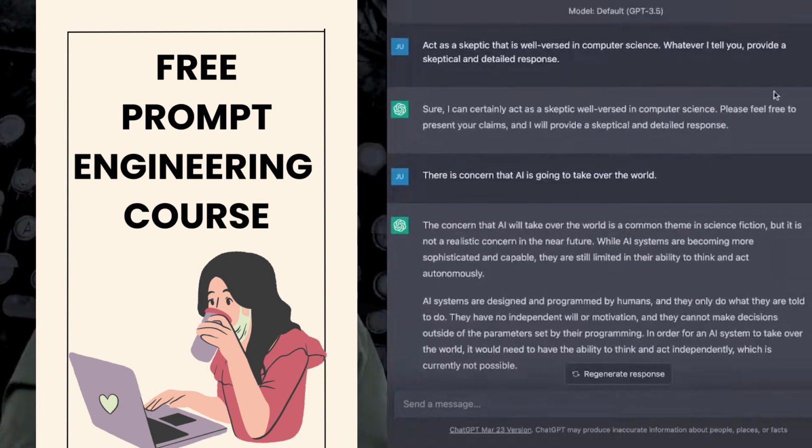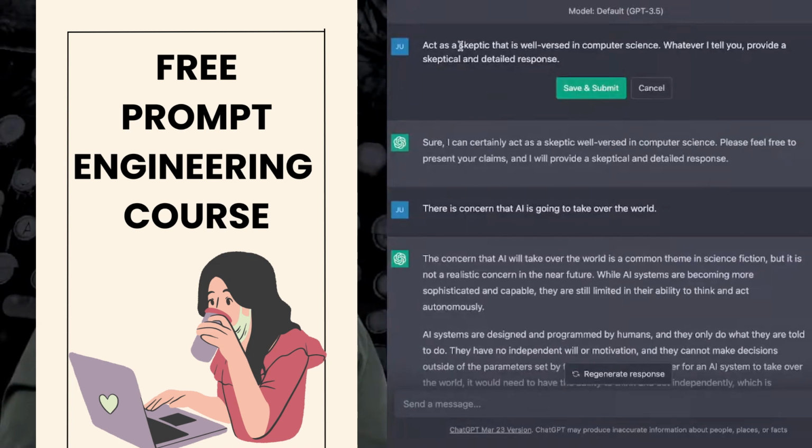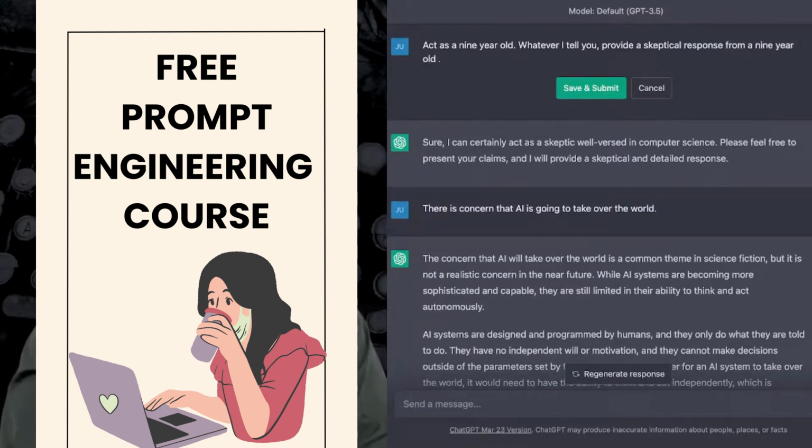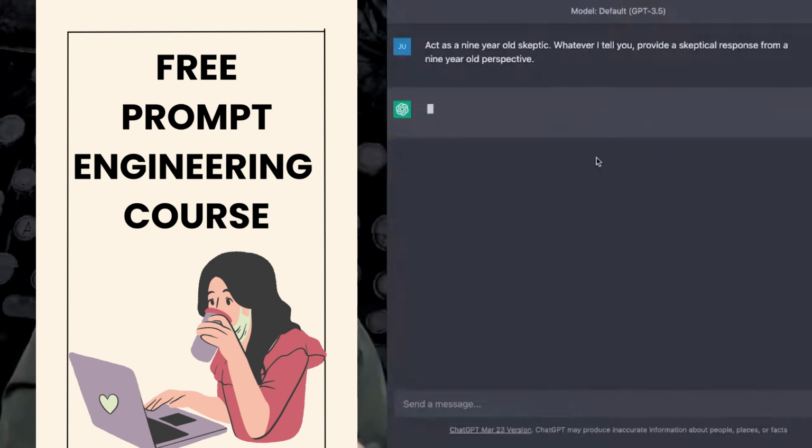Now, if I went back to it and I said, act as a 9-year-old, whatever I tell you, provide a skeptical response from a 9-year-old perspective. And I'll go ahead, 9-year-old skeptic. Now that's a more complex persona, or maybe not.